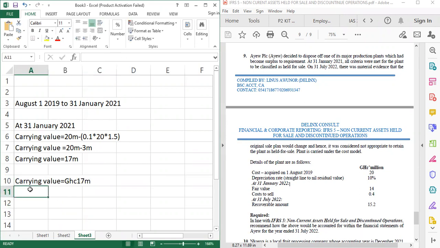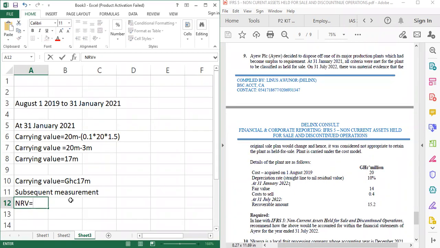All right. So you can see that at 31 January 2022, we have fair value and we have cost to sell, isn't it? So it means that at 31 January 2022, we can subsequently measure this particular plant. The subsequent measurement will now be the net realizable value against the carrying value. What will be the net realizable value? It will be the fair value less cost to sell.